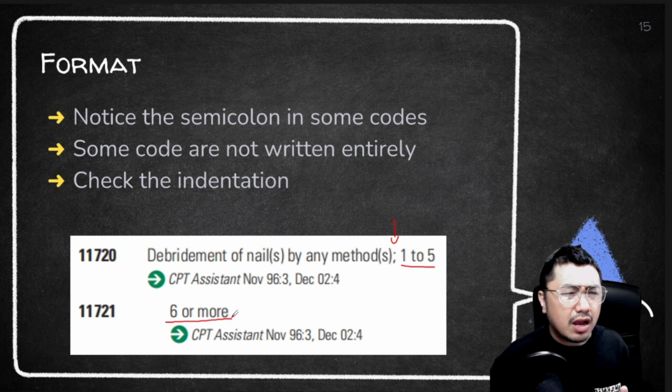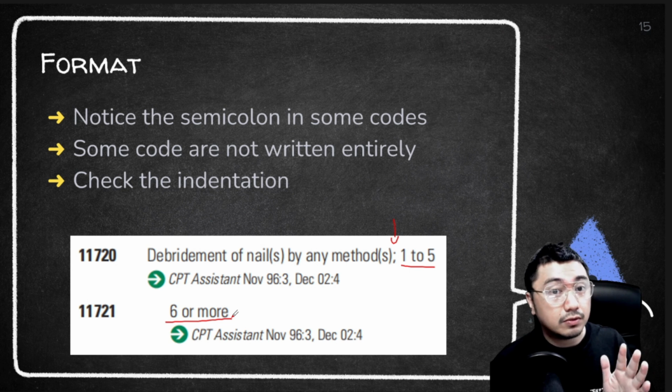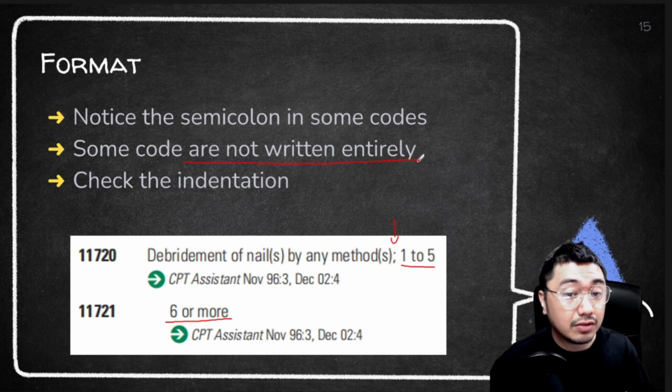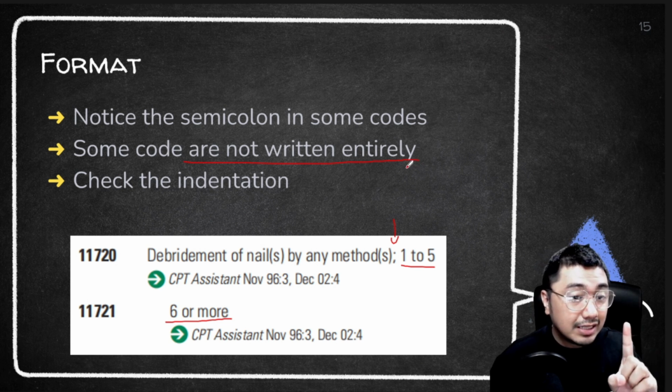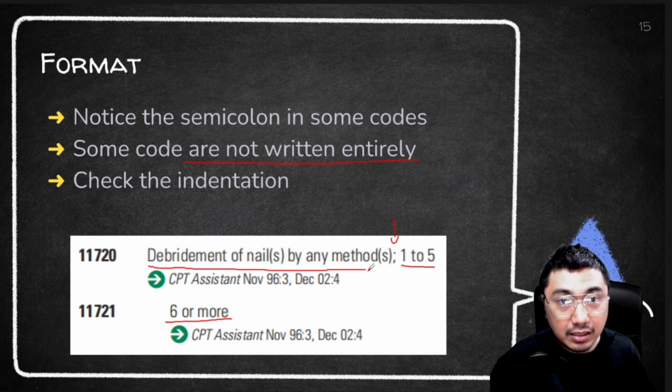So what's the use of your semicolon in this case? It's very confusing. What's the difference between these two codes? What you need to do is this. Some of the codes are not written entirely. That's to save up some space, or to make it simpler and more compact, instead of writing it in full as a full sentence for each code. So for this 11720, it's the debridement of nail by any methods.